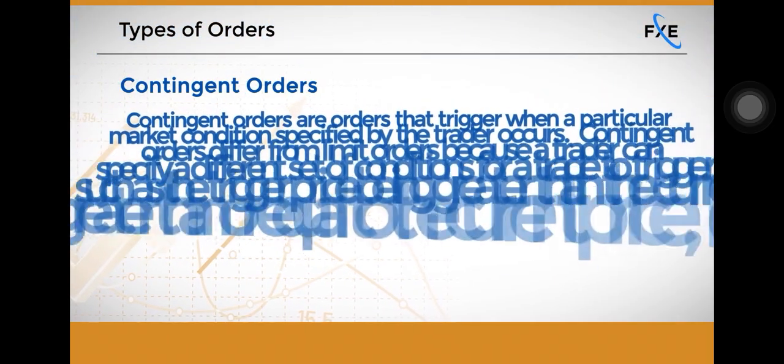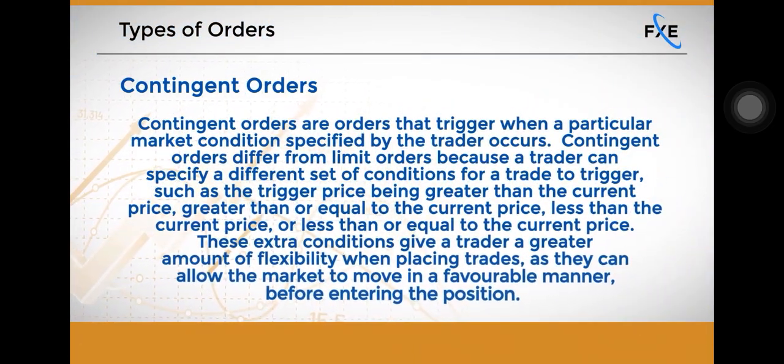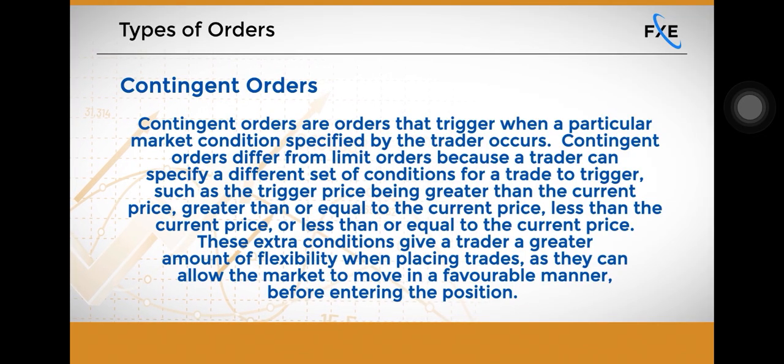Contingent orders are orders that trigger when a particular market condition specified by the trader occurs. Contingent orders differ from limit orders because the trader can specify a different set of conditions for a trade to trigger, such as a trigger price being greater than the current price, greater or equal to the current price, less than the current price, or less than or equal to the current price. These extra conditions give a trader a greater amount of flexibility when placing trades, as they allow the market to move in a favourable manner before entering the position.